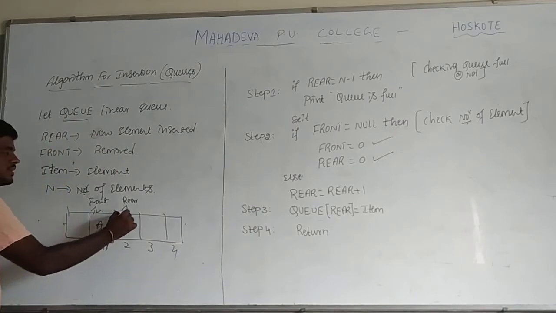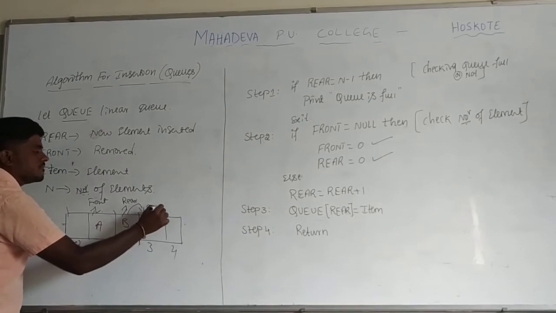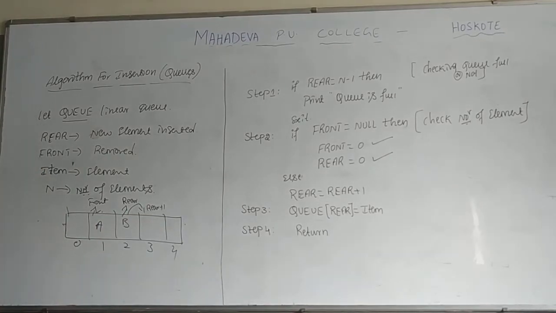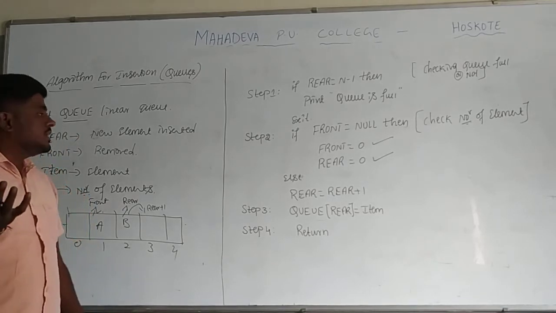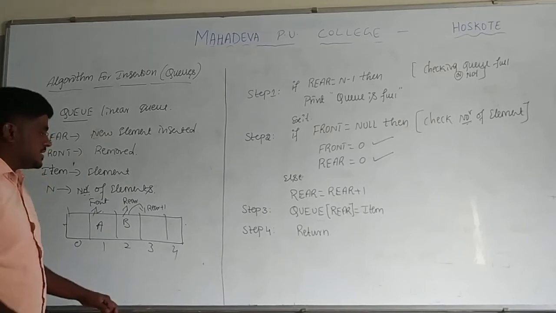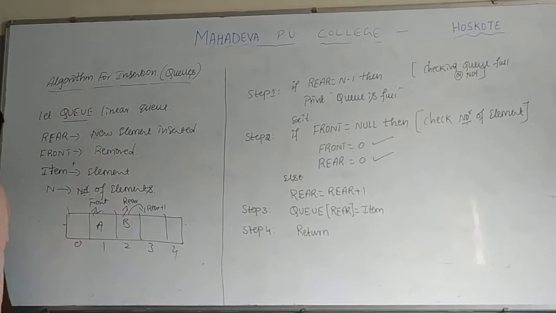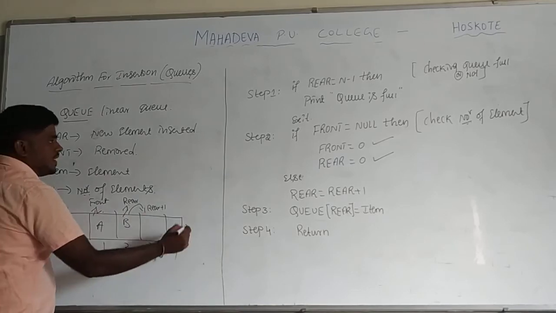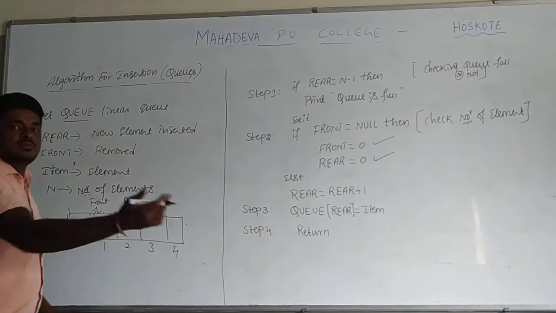definitely we need to increment the position: rear is equal to rear plus 1. We increment rear plus 1 because before inserting a new element we need to create an empty space for the new element. That is why we shift the position from rear to rear plus 1. Now rear is equal to rear plus 1.